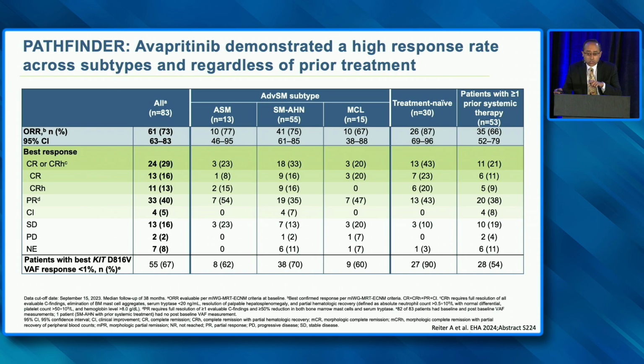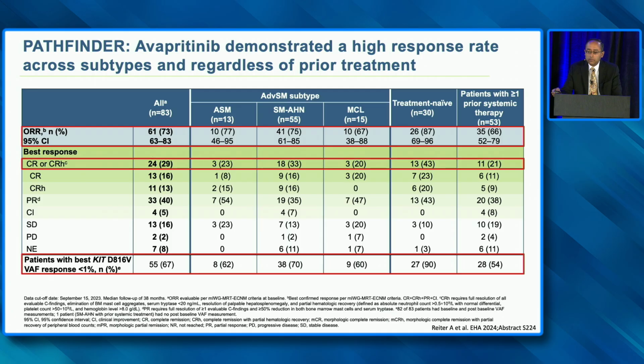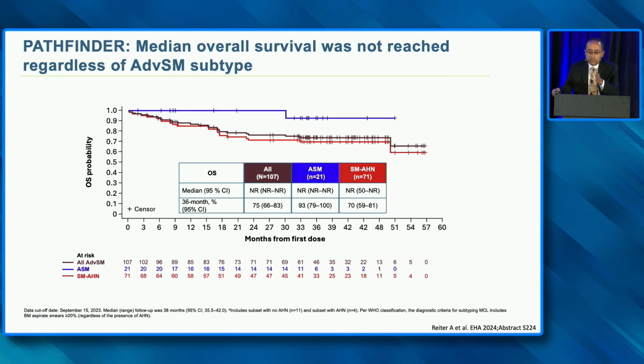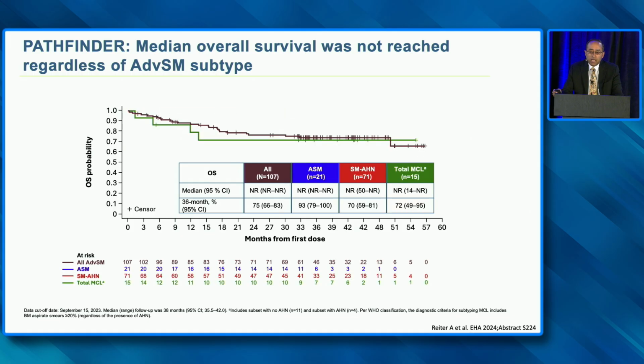And this is the phase 2 Pathfinder. Now, this is 3 years of follow-up, and look at that response rate, still 73%. So a lot more patients than the interim analysis that was 32 patients, 83 evaluable here, still a very respectable 73%, and similar rates of CR and time to response, etc., as we talked about earlier. And then the molecular response at the bottom. So again, median overall survival not reached in Pathfinder, the phase 2 study, regardless of which subtype you look at of the advanced SM.